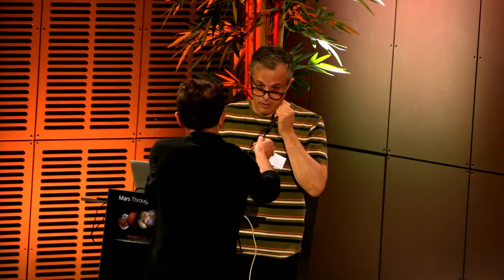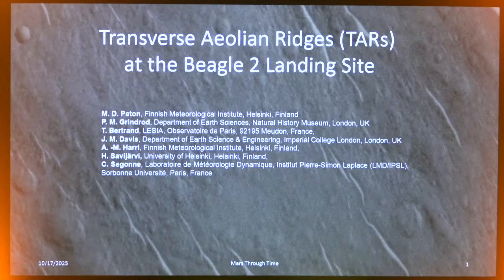Hello, I'm Mark Patton from the Finnish Meteorological Institute. This talk is based on a study that was published earlier this year, where we inferred the winds during the descent of Beagle 2 by analysing the HiRISE images of the landing site. We used a trajectory model to fit to the HiRISE image, and we also modelled the airbag trajectory.